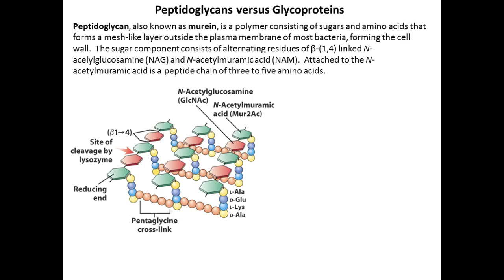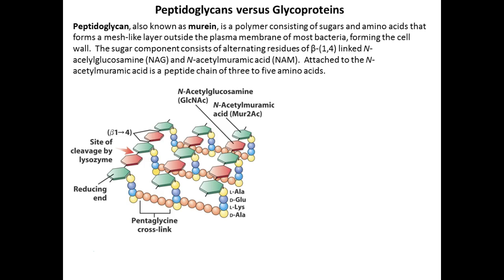Those layers are hooked together by amino acids. So 4 amino acids, right? 4 here. And then for gram-positives, because they'll have lots of layers of this peptidoglycan, they have an additional linkage, this cross-linkage, which is also an amino acid. Several amino acids linked together.